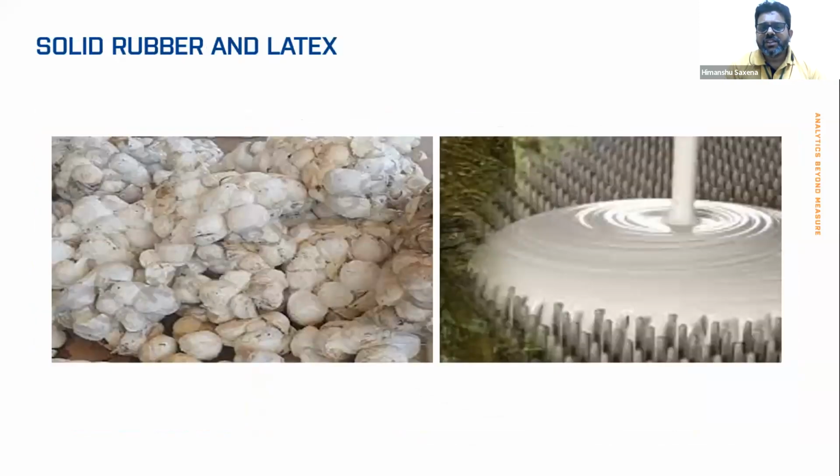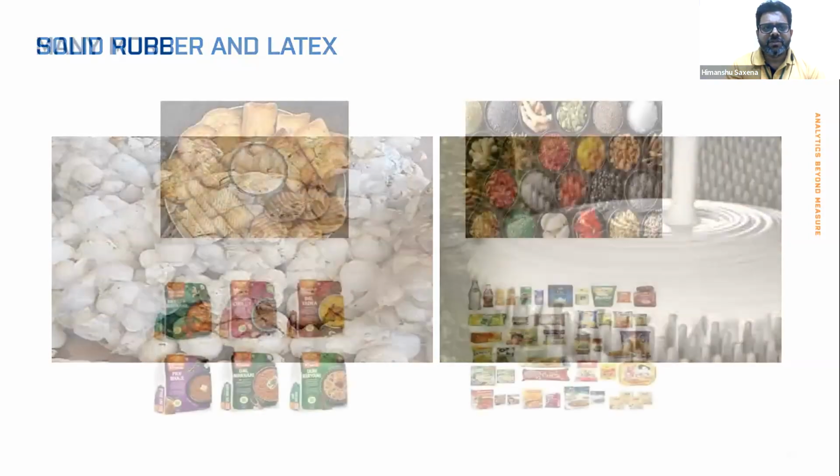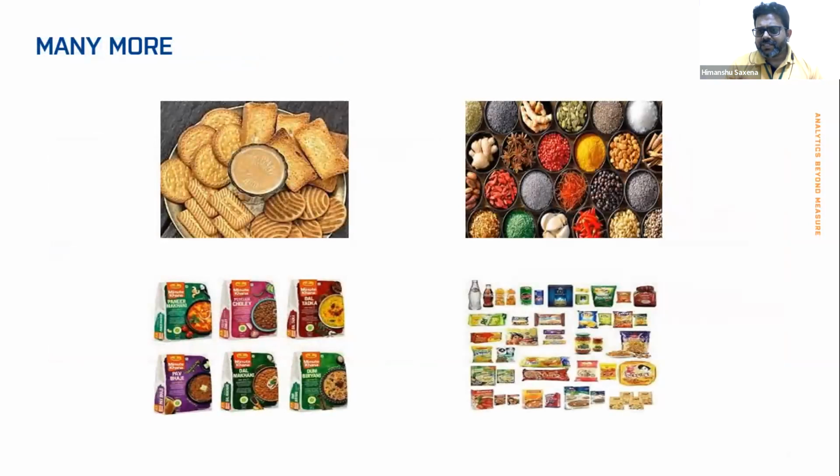And then another unique industry is rubber and latex. Here again NIR finds application, and we have developed a model for the DRC and other critical parameters in the rubber industry. So we have installations in the rubber industry as well. And these were just a few of the applications which can be covered in the scope of the DS3 model. But beyond that, the scope is limitless.